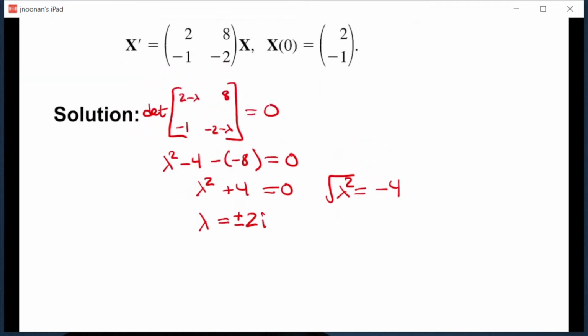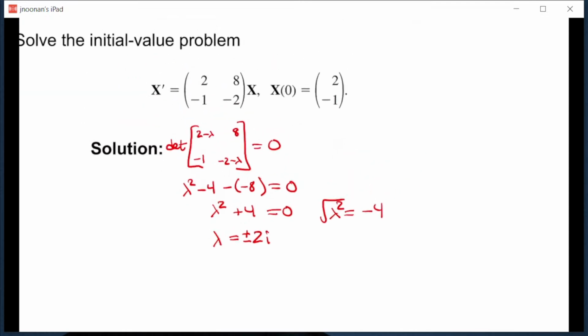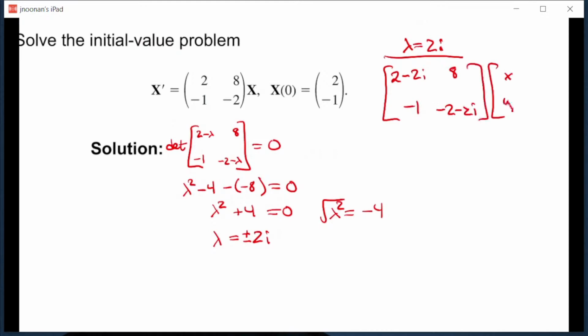So let's see, we can do this. I'm confident. So let's take this thing, and we're going to start with lambda is equal to 2i. Let's go ahead and work this through. So we have this that we're supposed to do. 2 minus 2i, 8, -1, -2 minus 2i, times x and y, equals 0, 0. This looks scary. I'm going to persevere, though, because I care.